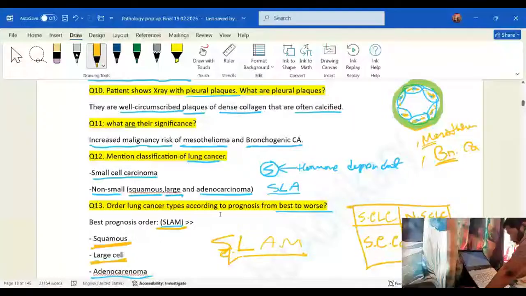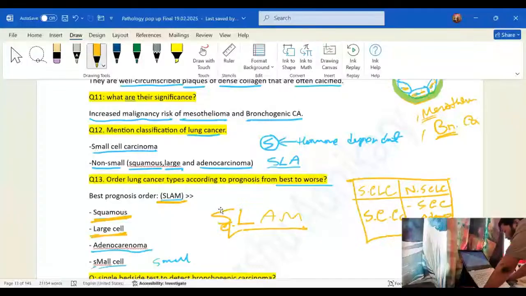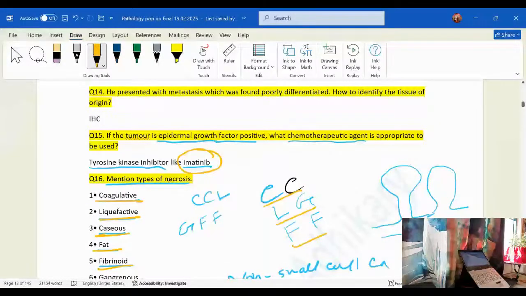Small cell carcinoma, non-small cell carcinoma. Non-small cell carcinoma: we have squamous cell carcinoma, large cell carcinoma, adenocarcinoma. Best prognosis in order: Slumdog Millionaire. Slum is squamous cell carcinoma, large cell carcinoma, adenocarcinoma, small cell carcinoma. Named small, but it is bad, poorly differentiated.